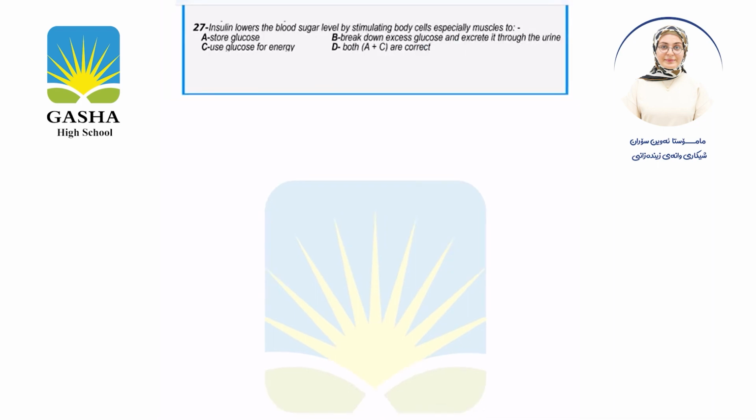Question 27. Insulin lowers the blood sugar level by stimulating body cells, especially muscles, to do what? A, store glucose. Yes, it will store glucose. B, break down excessive glucose and excrete it through the urine. No, this is not the function of it. C, use glucose for energy. Yes, this is the function of insulin. And D, both A and C. So the most true answer for this question is D.